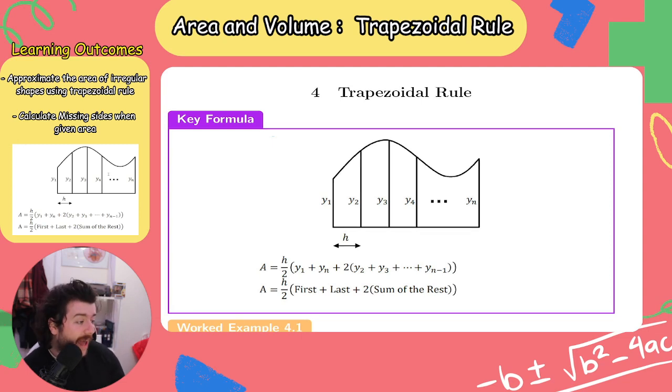Hello everyone. Okay, so in this video we're going over the trapezoidal rule. So what is the trapezoidal rule? Basically, the trapezoidal rule is a formula that gives us an approximation of the area under a curve or the area under a graph. So if you see this kind of shape here, with a curvy bit, I'm trying to find the area of that shape or an approximation for the area of that shape.